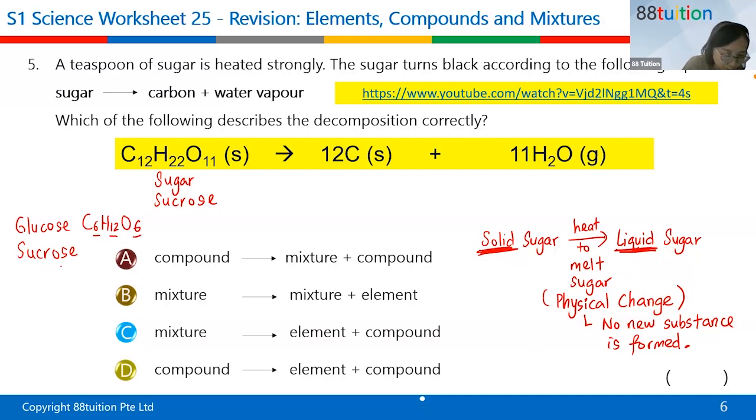Then sucrose will be C12H22O11. It's a bigger molecule: 12 carbon atoms, 22 hydrogen atoms, 11 oxygen atoms. So this is sucrose. You heat it up, you get carbon. Can someone tell me what this is? Is this water? Type into the chat. Is this water? H2O.